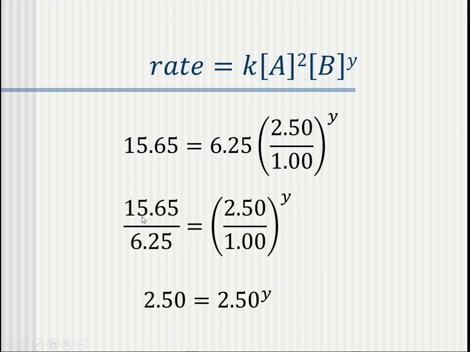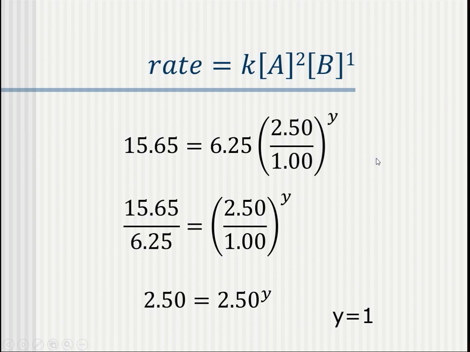And then I find that 15.65 divided by 6.25 is 2.5. 2.5 divided by 1 is 2.5. 2.5 to the y is 2.5. Well, what's y? Well, that's simple. y is 1. So my rate law is rate equals k, A to the second, B to the first. And I've determined that my rate order with respect to B is going to be 1.